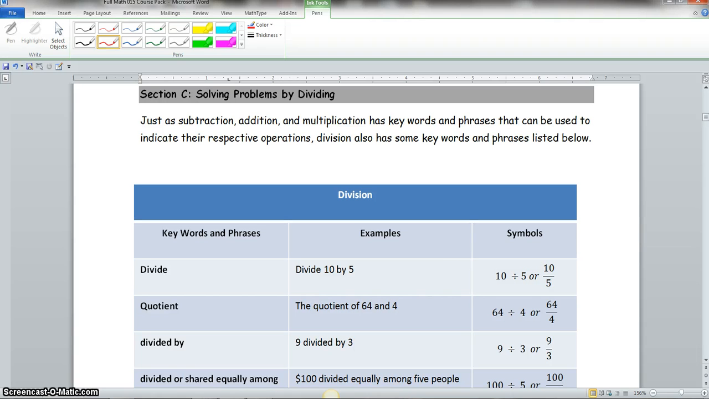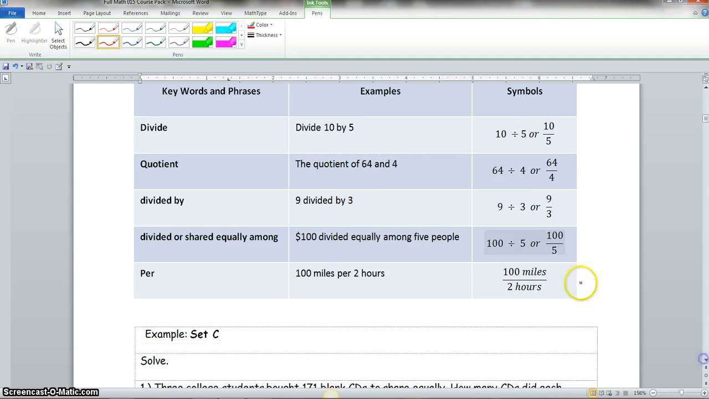We have divide 10 by 5, and you see that's 10 divided by 5, or 10/5. We have the quotient of 64 and 4, which is 64 divided by 4, or 64 over 4. And we have also the rest here. And the word per. Per also means division.